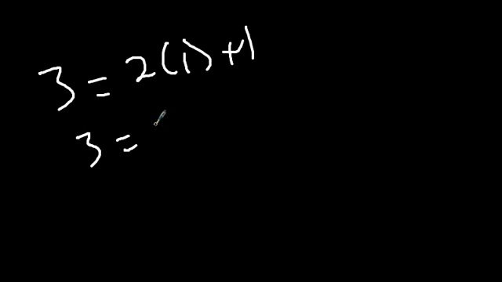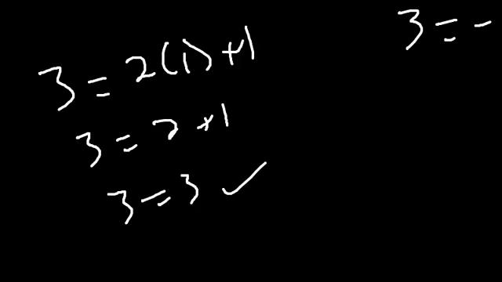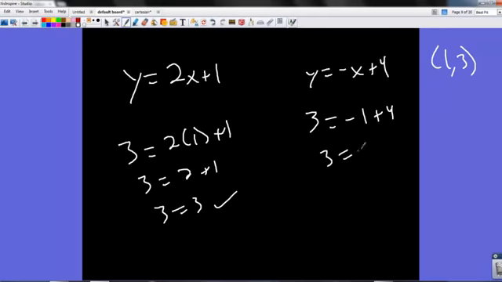So plug that in. 3 equals 2 times 1 plus 1. 3 equals 2 plus 1. 3 equals 3. First equation checks. 3 equals negative 1 plus 4. 3 equals 3. Second equation checks. So your solution is indeed 1, 3. That's literally all this takes. You graph both lines on the same graph. You find the point where they intersect. You plug it in to confirm that it works. And you're finished.